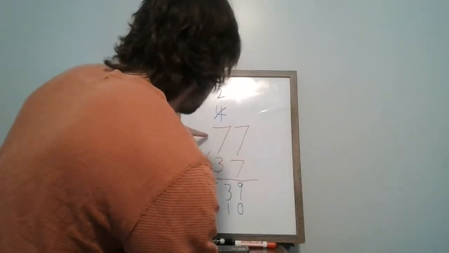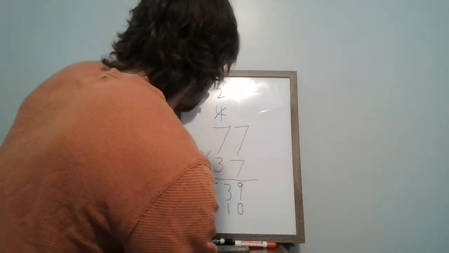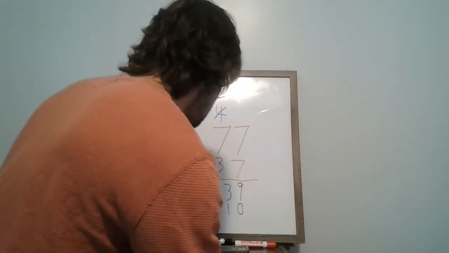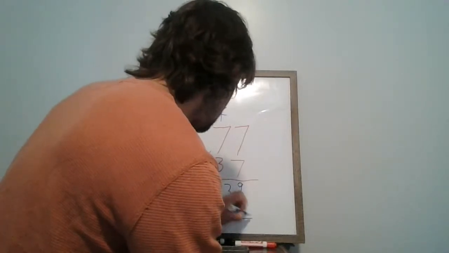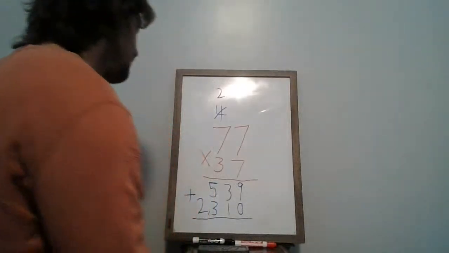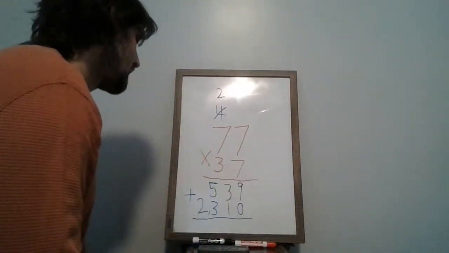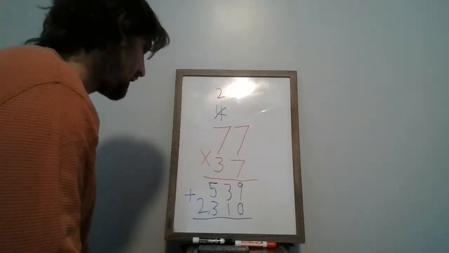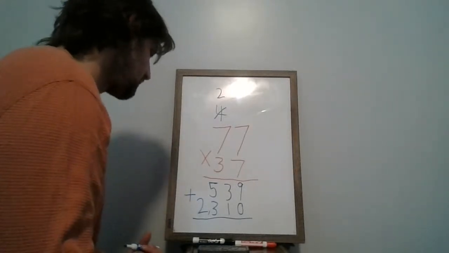7 times 3 is 21. Plus 2 is 23. And now to get our final answer for 77 times 37, we need to add up these two numbers. We got to add up 539 plus 2,310.